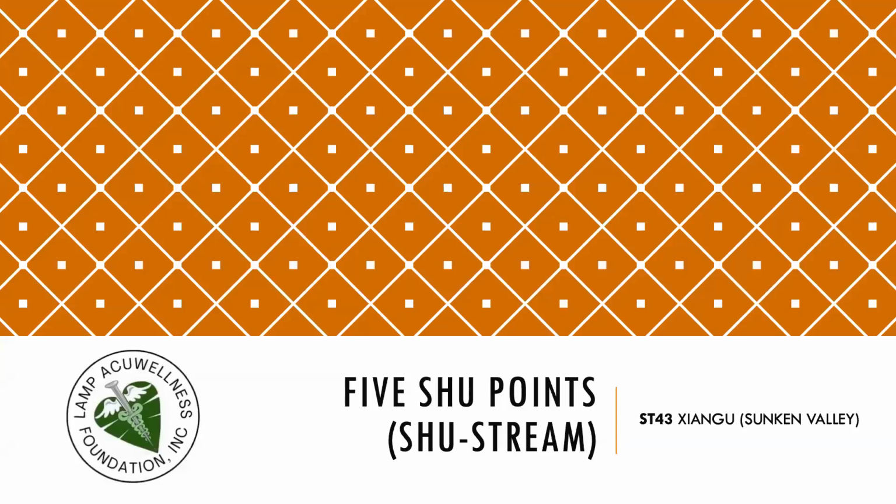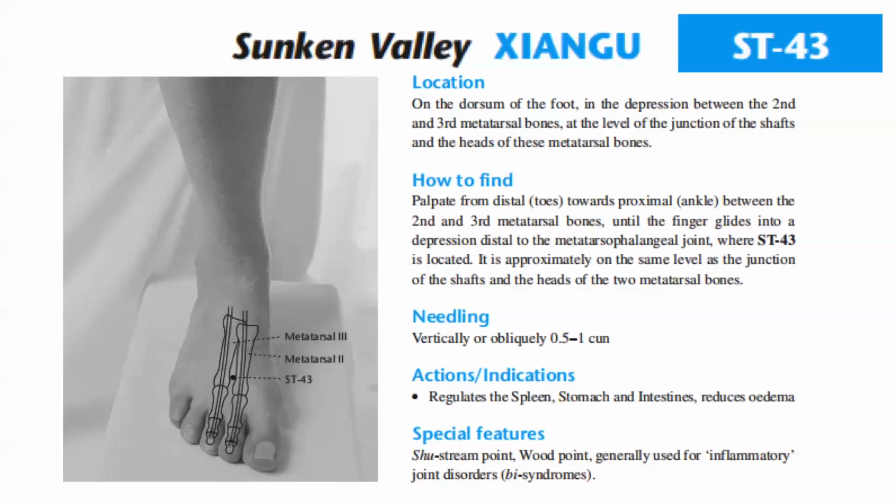Let's talk about stomach 43, Xiangu, sunken valley, a shoestring point. Stomach 43 is located on the dorsum of the foot in the depression between the second and third metatarsal bones at the level of the junction of the shafts and the heads of these metatarsal bones.